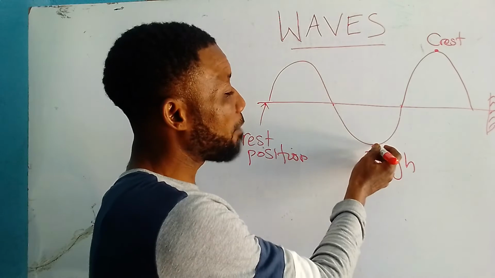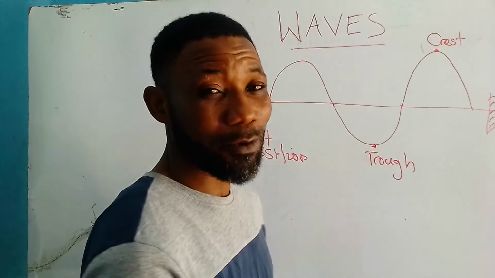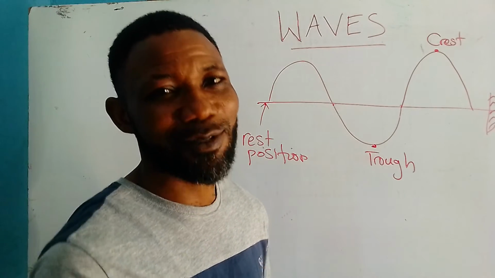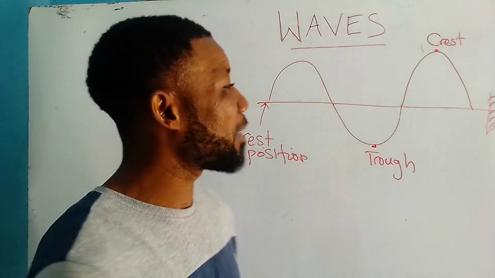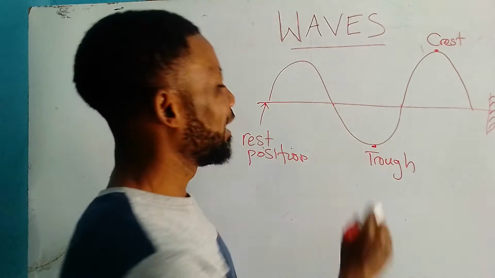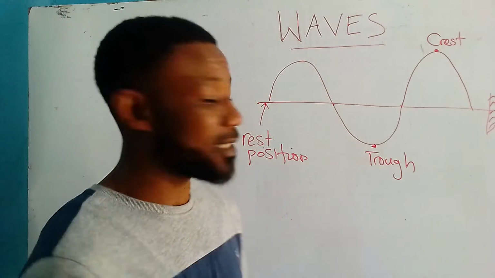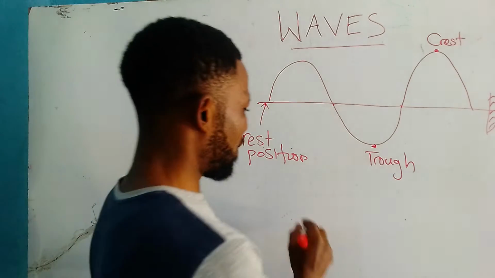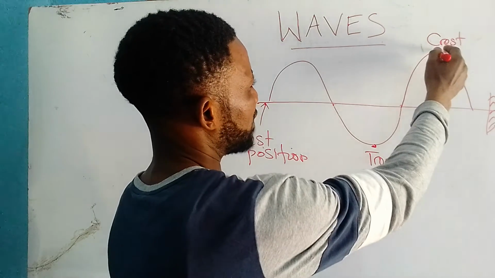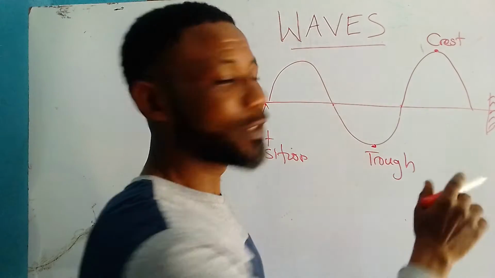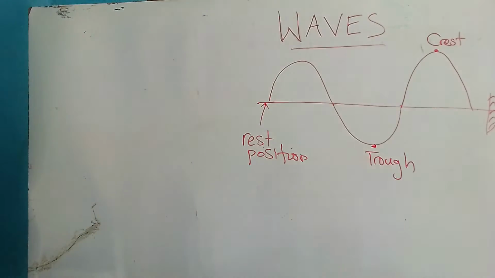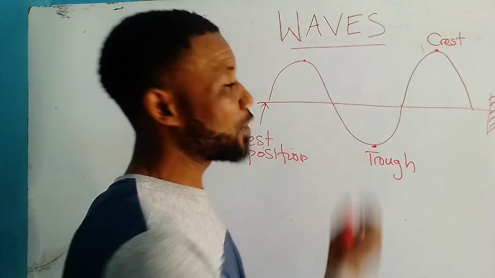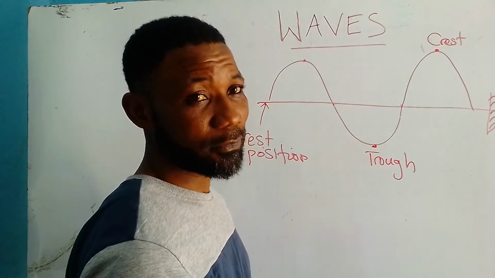The lowest point reached by a particle is called a trough on the wave profile, and the maximum point reached by a particle is called a crest. A crest is the maximum point reached by a particle above the rest position. The minimum point reached by a particle below the rest position is called a trough. So this one has two crests and one trough. This is another crest. This diagram has two crests and one trough.